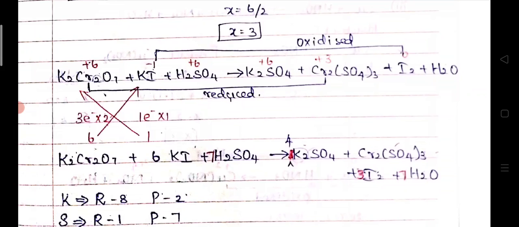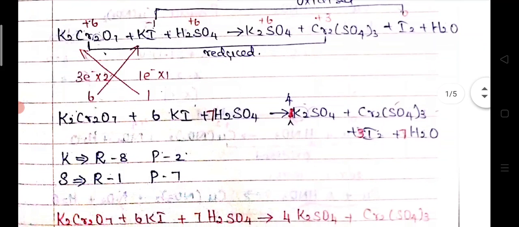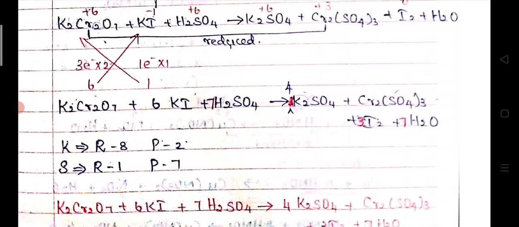That 6 should be taken as the coefficient in front of KI. This 1 should be taken as the coefficient of K2Cr2O7. Understood? And after that you have to check for the product side. Now K2 in K2Cr2O7: K2 is in the reactant and K2 is in the product. Cr2: we are having 2 Cr in the reactant side, and in the product side also 2 Cr. Then oxygen, here we are having 7 oxygen, and along with that you are having 4 here.